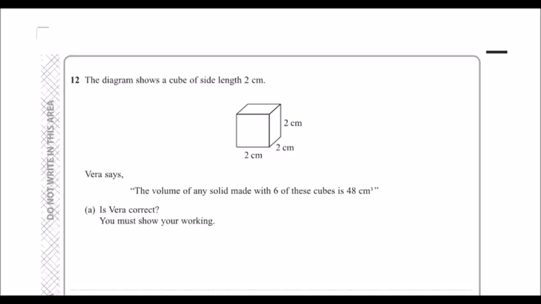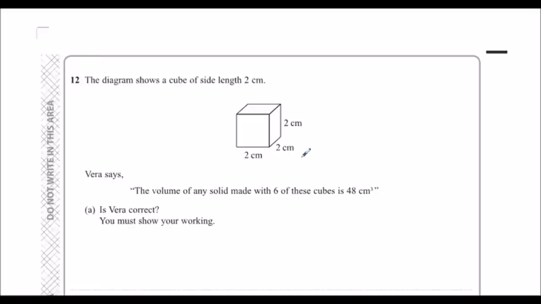Okay, question 12. The diagram shows a cube of side length 2 centimeters. Vera says, the volume of any solid made with 6 of these cubes is 48 centimeters cubed. Is Vera correct? You must show your working.